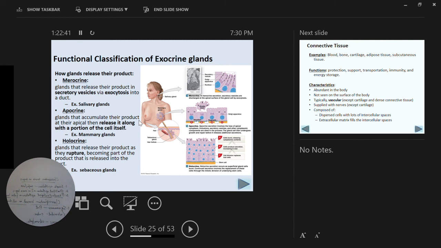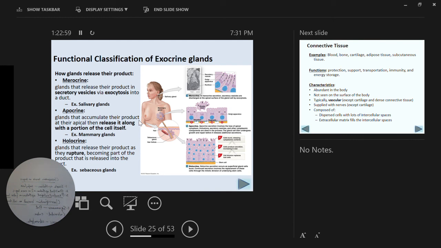So if you can remember P, just remember that part of the cell is going to go with it, right? Does that make sense? That part of the cell, apo, part of the cell. Here is O, the whole of the cell. Here is P, apocrine. Part of the cell will go with it. And that happens in the mammary gland.